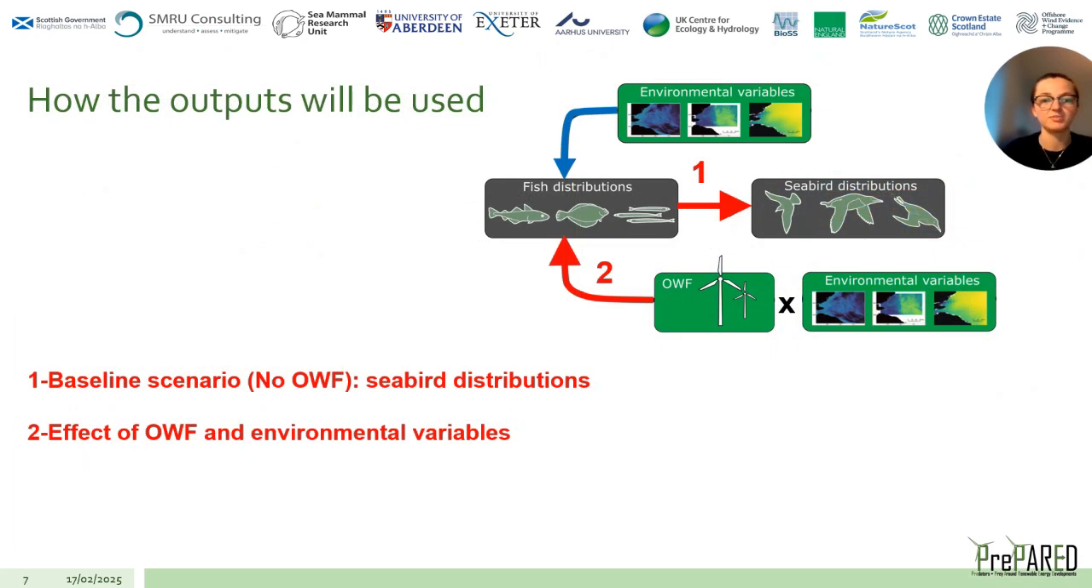So how are these outputs being used? The blue arrow here shows what I've just been describing, and then the prey distributions will firstly act as a baseline scenario with no wind farm effects, and we pass these on to our colleagues to look at in relation to seabirds. And secondly, we're now able to look at the effect of both the environmental and wind farm variables and any interaction between the 2 and how this might impact fish distributions. That's all for fish. I'll hand over to Catherine. Thanks.